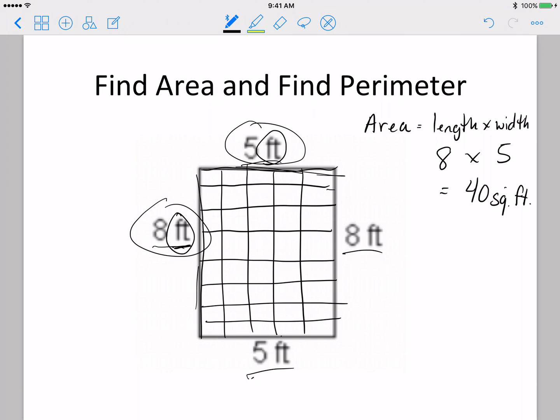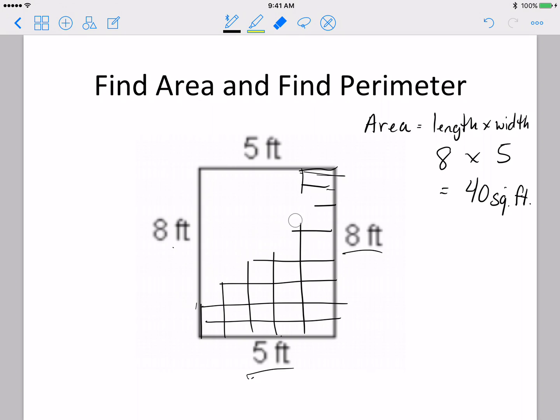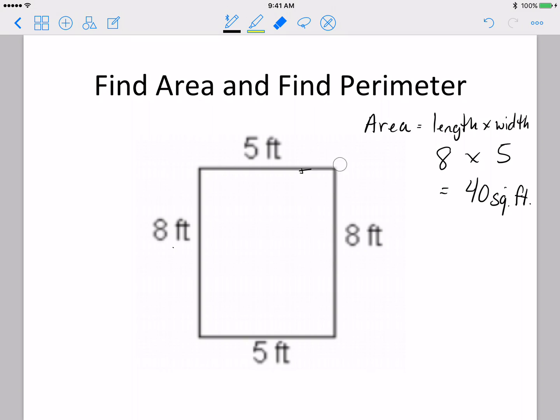That's our area. Our perimeter, remember, we want to know the distance around the outside of the shape. So our perimeter is going to be what? Let's think about it. This side length is 5. This side length is 8. This side length is 5. This side length is 8. So we're going to do 8 plus 8 for this one and this one. That's equal to what? 16.